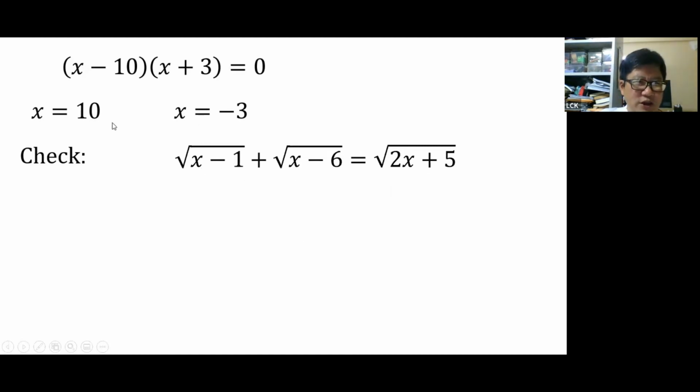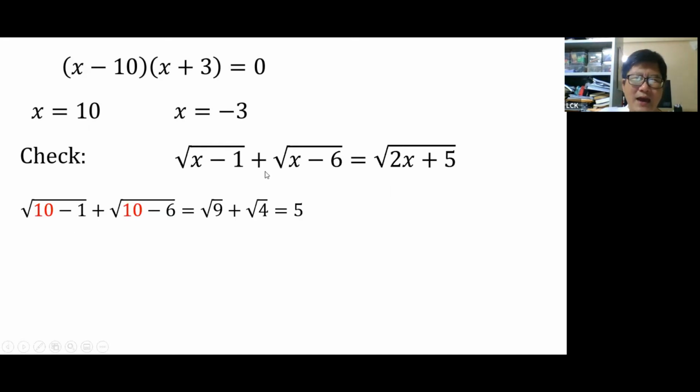So I'm going to first check x equals 10, and I'm going to check the left side first. This is the left side. So I'm going to take 10 and replace it here. So that's 10 minus 1, and that's 10 minus 6. And 10 minus 1 is square root of 9, and you have square root of 4 here. 3 plus 4 is 5. So the left side gives me 5 when I substitute 10 in it. Now let's see whether the right side, this is now the right side. So this is the left side, this is the right side, okay? Now let's see whether the right side gives me 5 also.